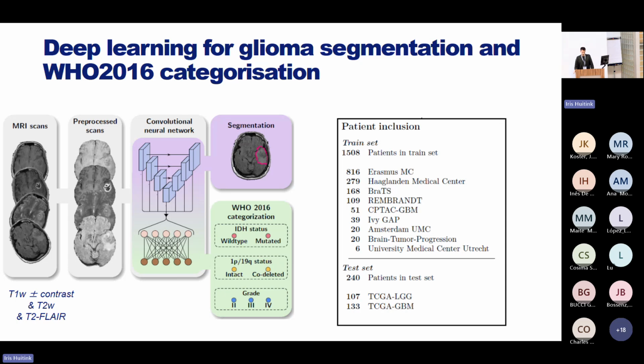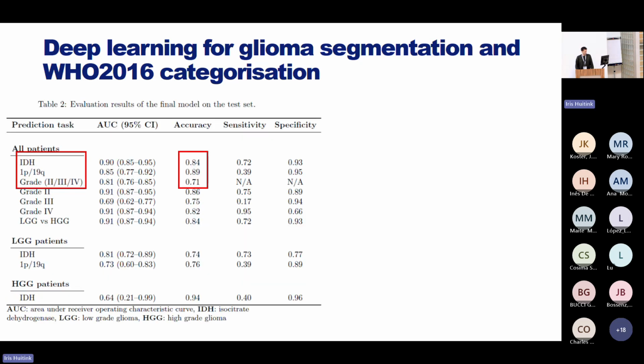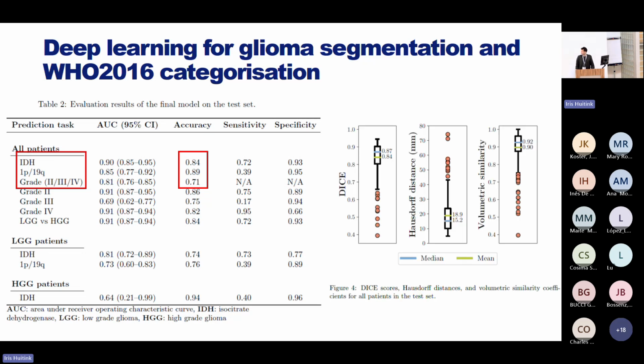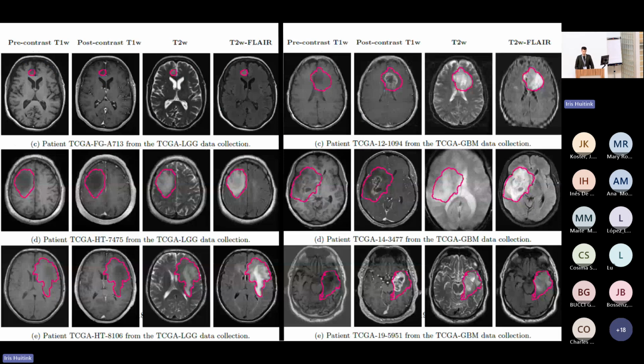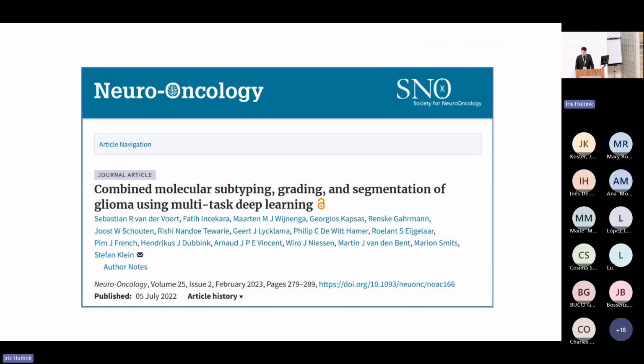So the poor PhD student Sebastian spent more than a year getting the data from within our hospital and from public data sets, harmonizing it, and preparing it for the final training and validation. In the end, we got good accuracy, like 85%, and also some examples of the automatic segmentations. It was published in Neuro-Oncology.